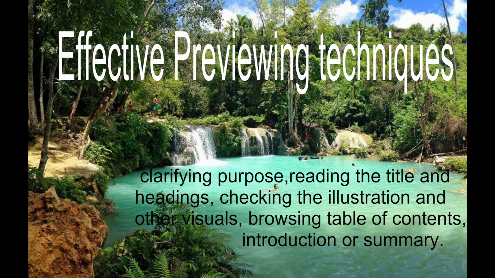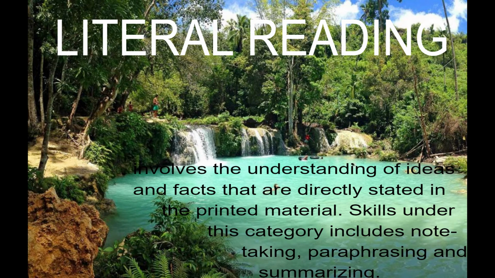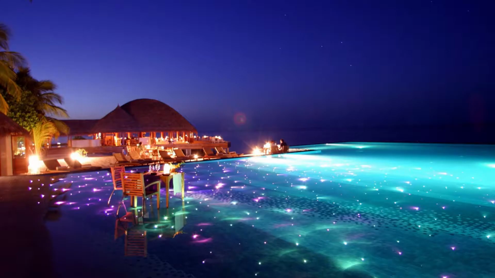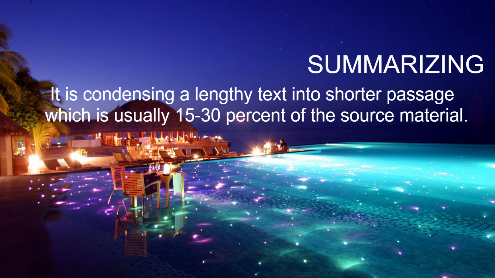Now let's move on to the third one, literal reading. Literal reading involves the understanding of ideas and facts that are directly stated in the printed material. Skills under this category include note taking, paraphrasing, and summarizing. These are done in the post-reading stage. Now, read the following text and summarize its contents. Were you able to get the essence of the text and still retain the same information?